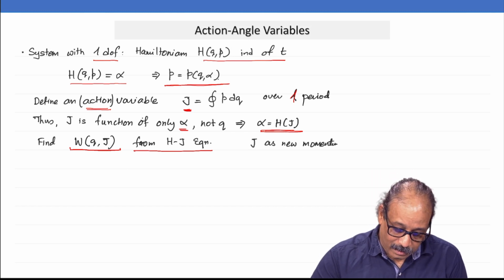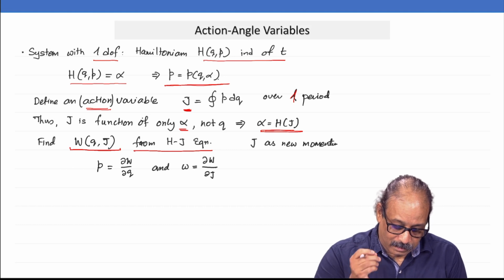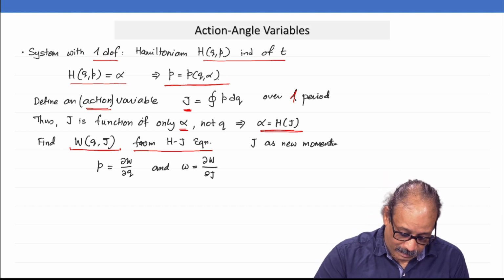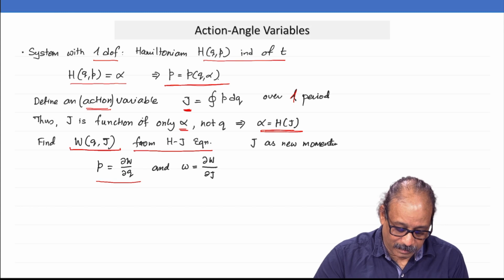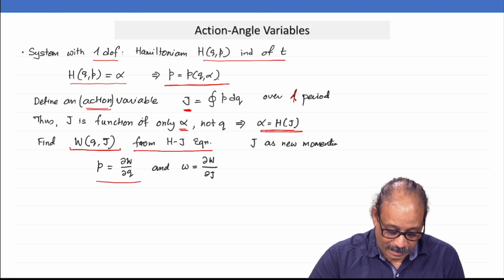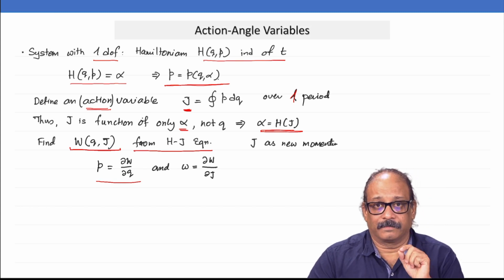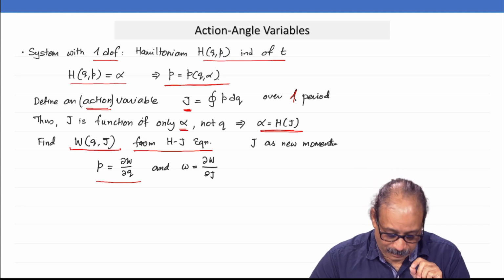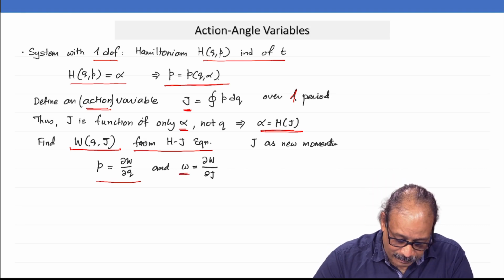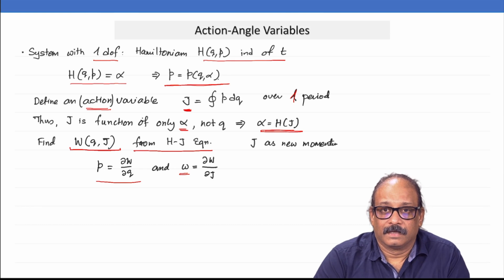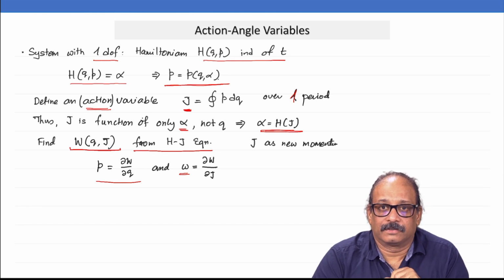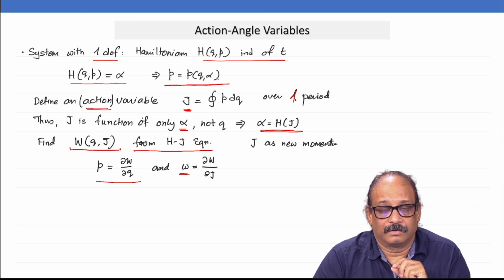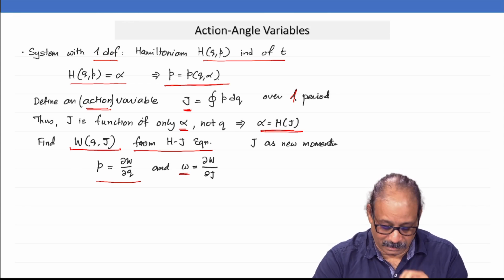Now, small p is nothing but del W by del q, and the new variable, okay, the new variable I am going to call variable w, is del W, or the partial of W with respect to the new momentum, which is capital J.